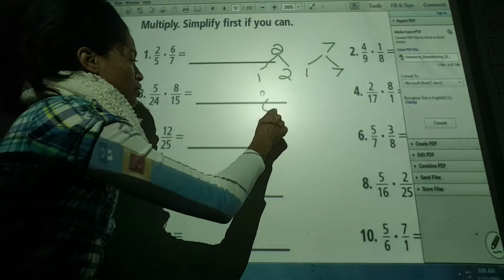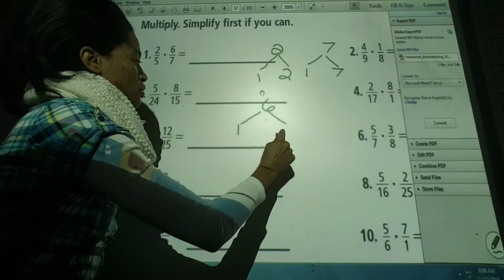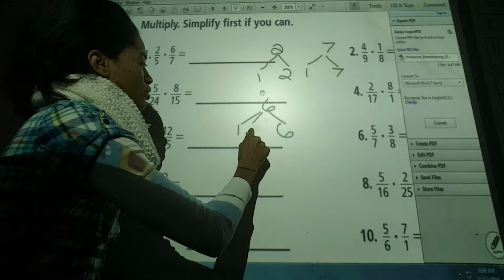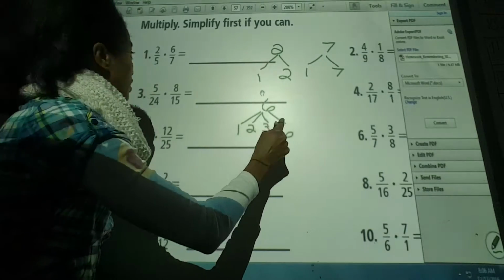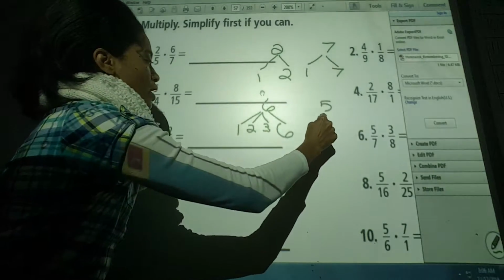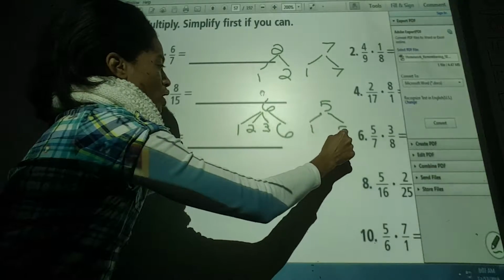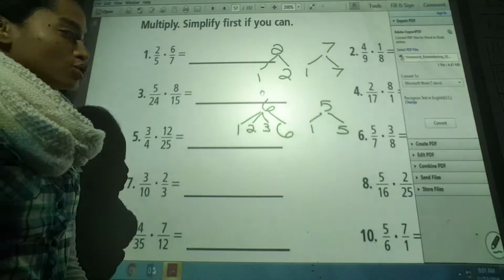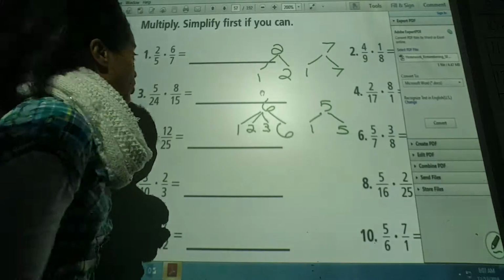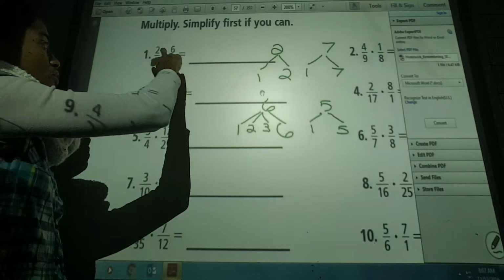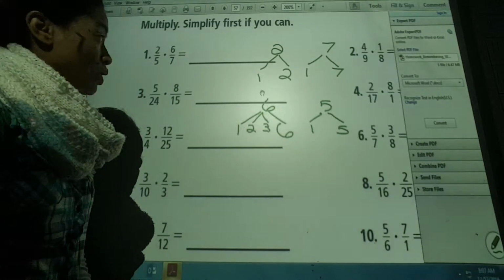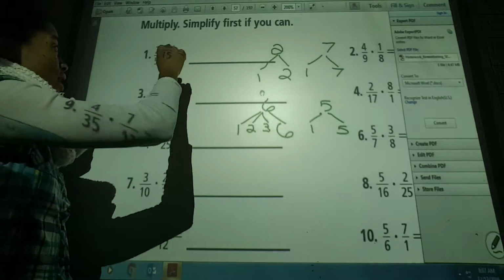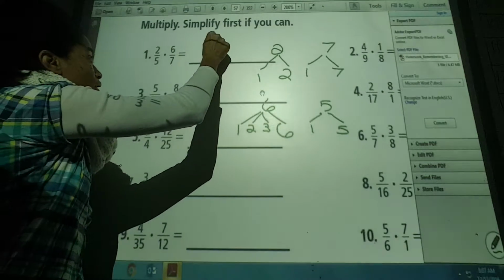6 and 5, similar situation. Factors of 6, 1 and 6, and 2 and 3. And then factors of 5, we have 1 and 5. You see that? So they do not have common factors for us to divide by. So in this case, we leave them alone and we multiply our numerators.